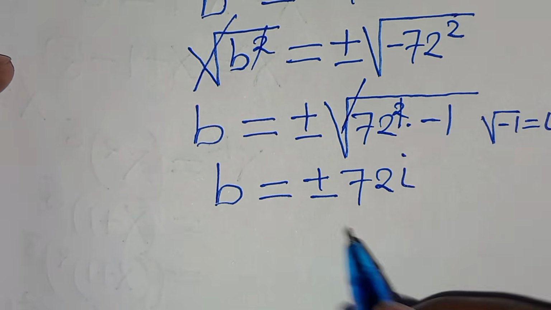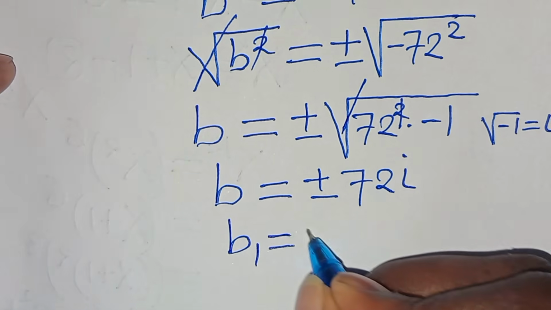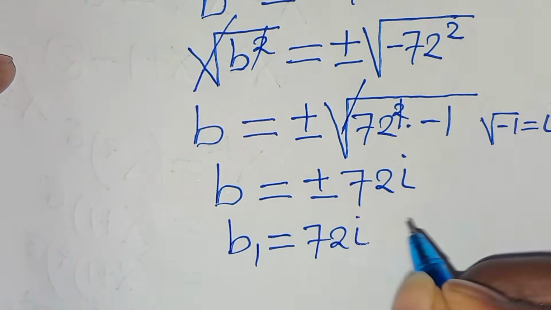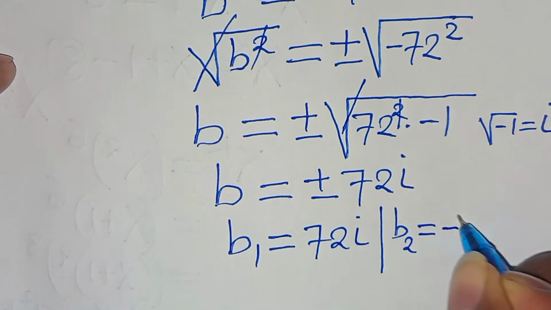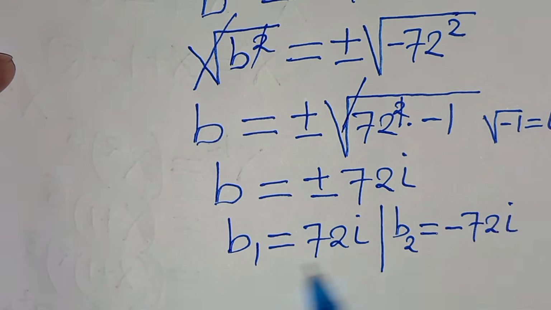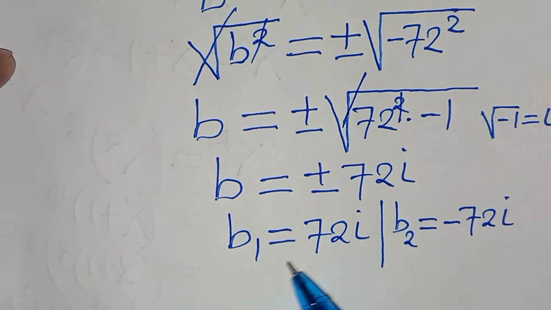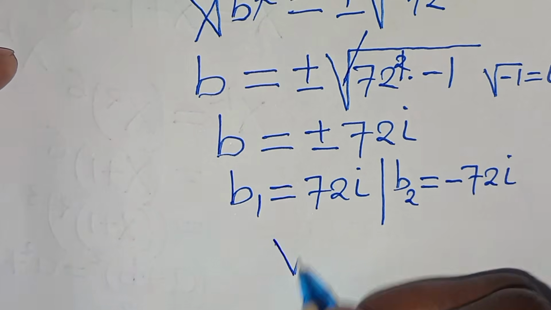So this implies we have two values of b. We have that b1 is equal to 72i, and b2 is equal to minus 72i. The next step is to verify that these two values of b satisfy the equation. So let's verify.